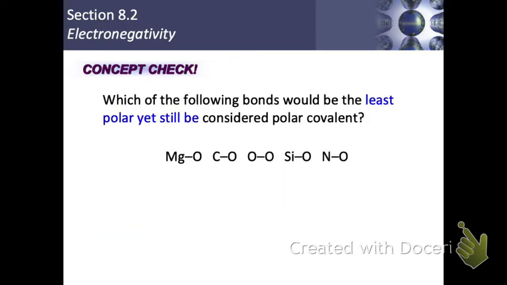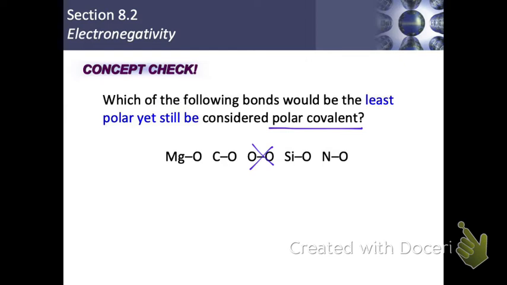Which of the following bonds would be considered least polar, yet still be considered polar covalent? So I feel like you can automatically eliminate one. Because that would be a zero difference, completely non-polar. So we want it to be polar closest to the 0.4 range. That's the goal.